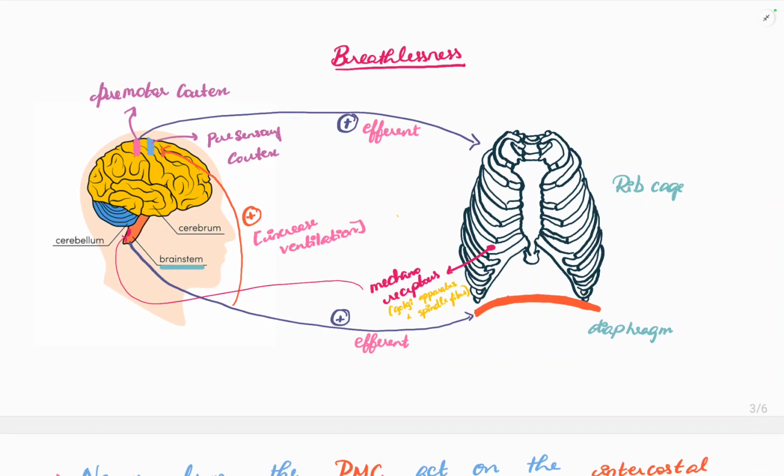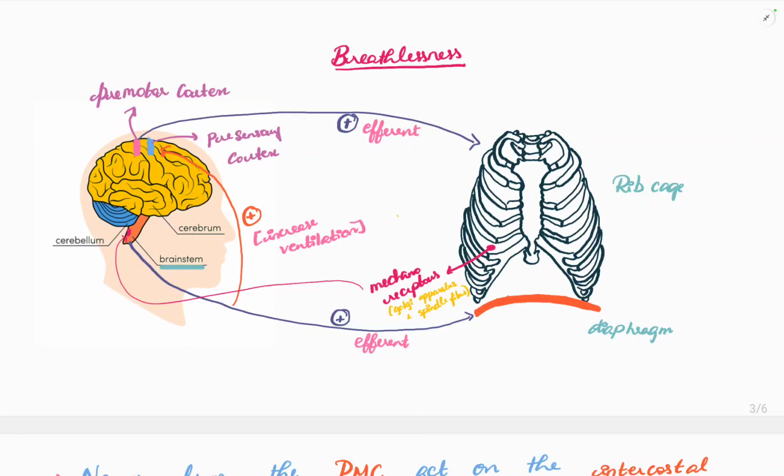The next topic is dyspnea or breathlessness. So the basics: how does respiration occur? We need to know something known as the premotor cortex. The premotor cortex sends efferents to the intercostal muscles and other muscles of respiration and brings about respiration. The same goes for an efferent from the brainstem that goes to the diaphragm, which again brings about respiration.